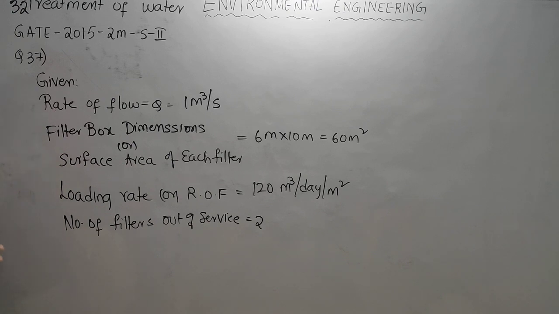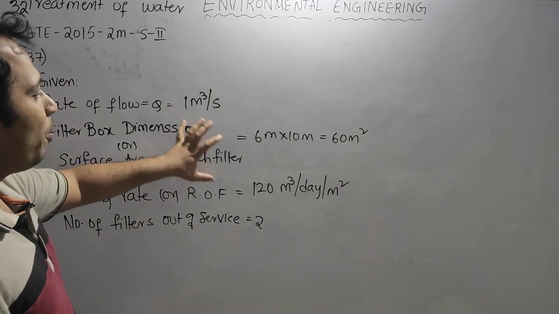Generally, what he is saying is, this is the rate of filtration. Each filter box is having a dimension of 60 meter square. Then what is the loading rate? 120 meter cube per day per meter square is the loading rate when all the filter boxes are working. If 2 filter boxes are kept out of service, then what should be the revised loading rate? First of all, let us find how many filters are required.